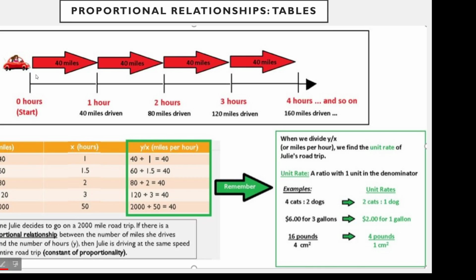Okay, so let's look at this question down here that I wrote. It's not even so much of a question as more of a statement. Imagine Julie decides to go on a 2,000-mile road trip. If there's a proportional relationship between the number of miles she drives, we're calling that x, and the number of hours, y, then Julie is driving at the same speed the entire road trip. Whatever that speed is, is the same as our constant of proportionality, okay, or that k.